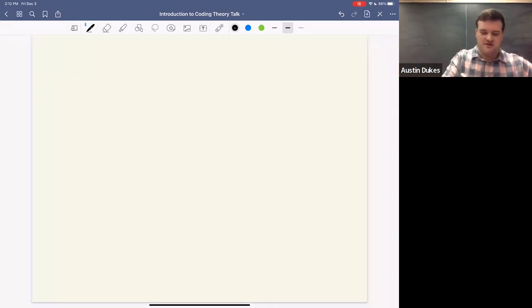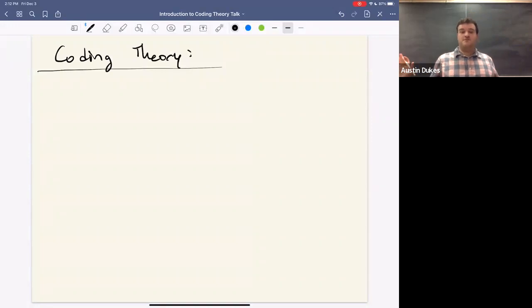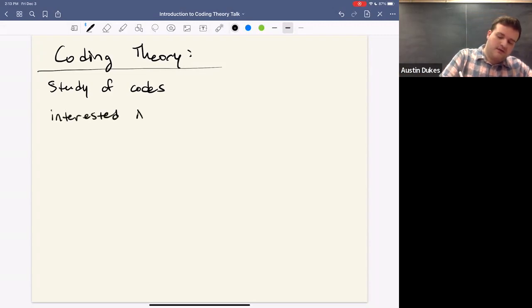So now let's jump right into coding theory. So coding theory is, in essence, the study of codes. There are a few branches of coding theory that deal with different issues, or they're aiming to address different issues, but they all use codes to do it in some way or another. But the branch of coding theory that we're going to care about for today is error correcting codes. Or maybe just error correction.